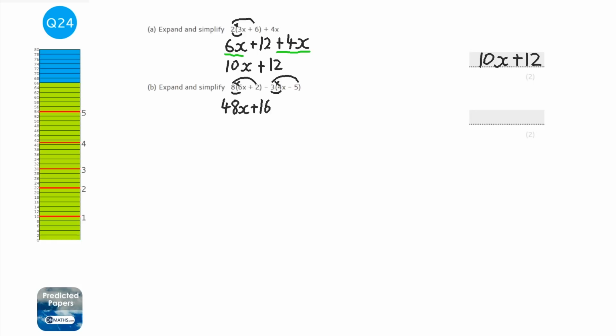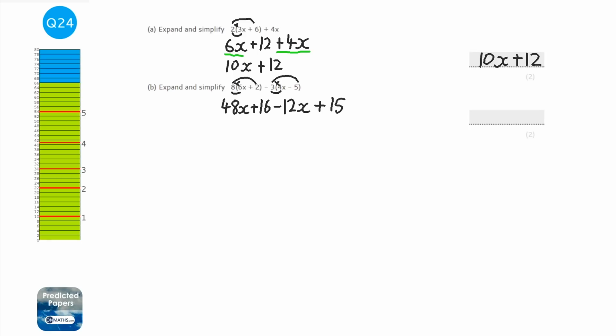However, the next one's slightly different. The number outside the brackets is not a 3, it's a minus 3. So when we do minus 3 times positive 4x, we're going to get a negative, because a minus times a positive is a negative. Then we do 3 times 4, which is 12, and then we've got the x as well. Now the rainbow is minus 3 times minus 5. Two minuses times together is a plus. 3 times 5 is 15.